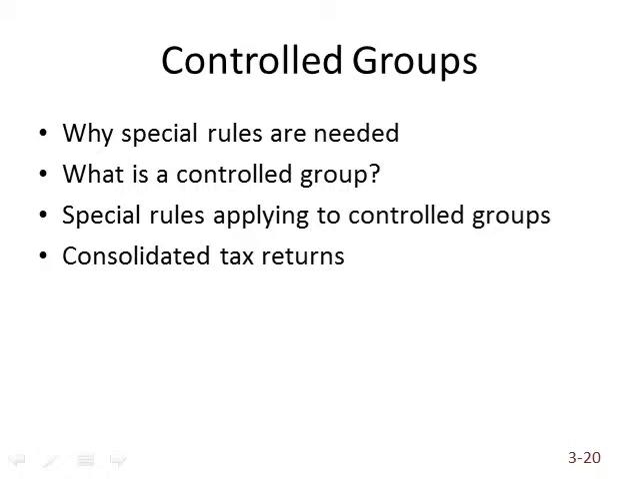And so now we're going to move into a discussion on controlled groups. We want to talk about why we need special rules for controlled groups. I think a lot of that is somewhat intuitive, and I think you'll get that when we start talking about it, based on what we've discussed in tax abuses up to this point. We want to define a control group, the special rules that are applied to control groups, and then we want to talk about consolidated tax returns.